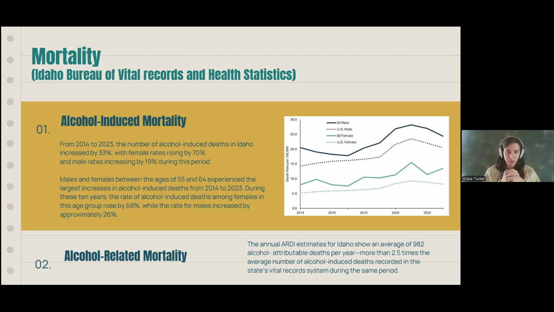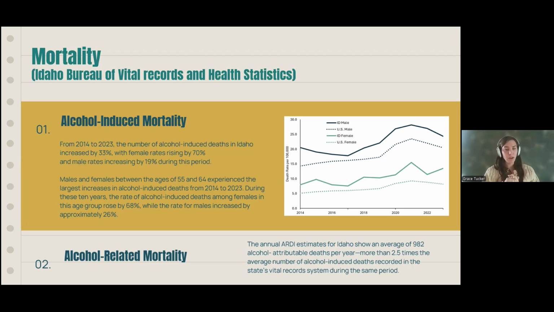And I think it's important also to call out the age groupings here. Between the ages of 55 and 64 is where most of them occurred, which makes sense because on average, women who die from alcohol-induced death die at the age of about 54, and men die at the age of about 58.